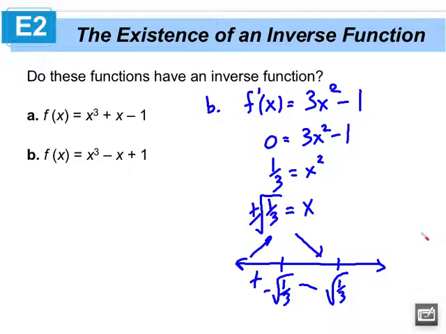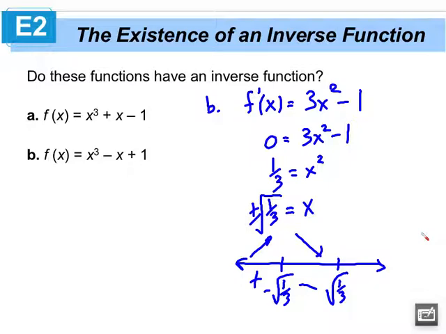And again, I keep saying this over and over again, but it's an important concept that I want to burn into your brains. It does have an inverse. I can take that function for part B and find the inverse, but what we know with the calculus we just did is that that inverse is not a function.